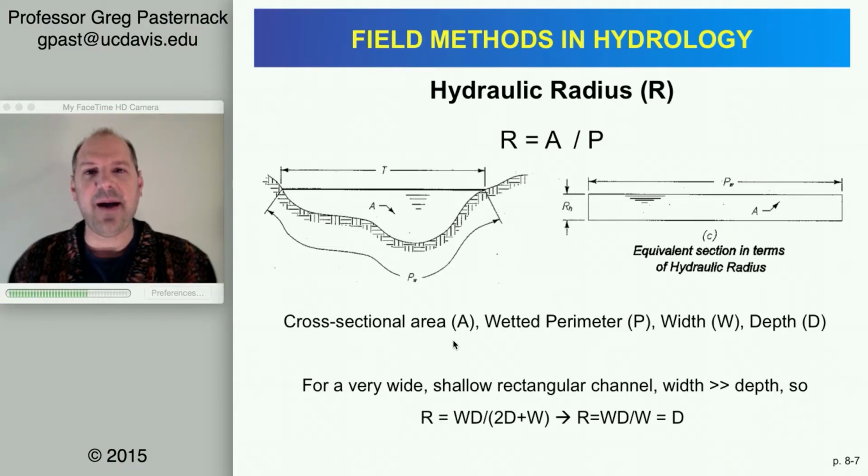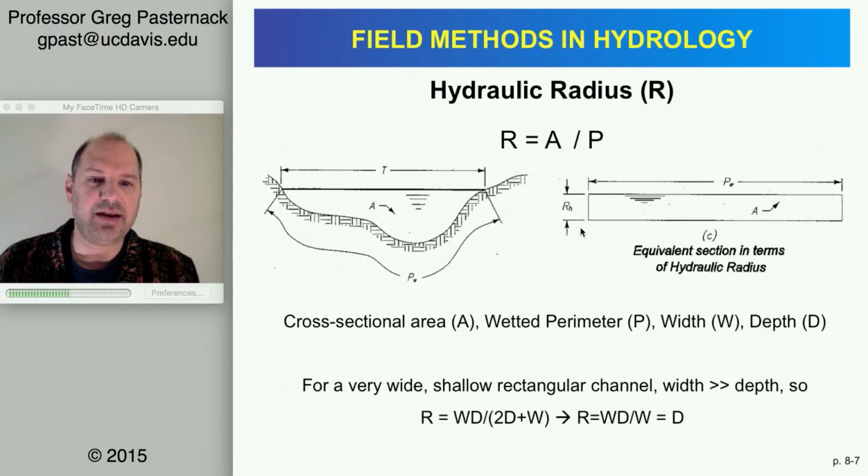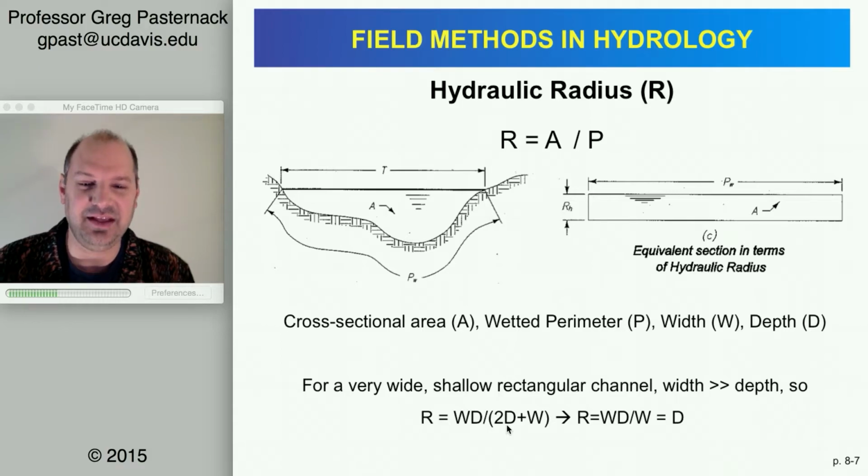Let's just think about what this might mean for the simple rectangular channel. Imagine a case where a river is 100 units wide and 1 unit deep, whether those units are feet or meters, whatever. If we put it into this equation, we'd get 100 times 1, which is 100, and on the bottom we have 100 plus 2, which is 102. Well, 100 over 102 is a tiny bit smaller than 1, but not significantly smaller.